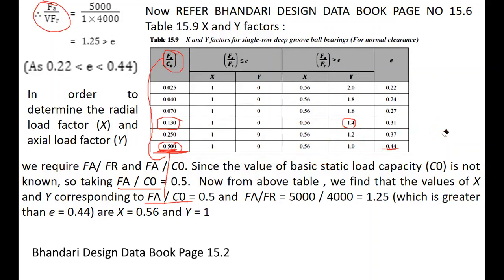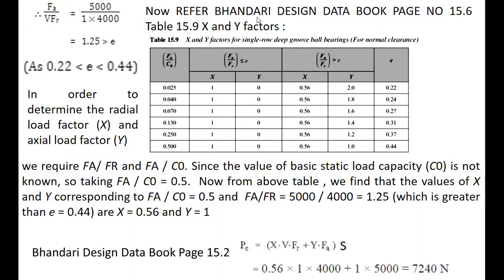So now we found out X as 0.56, Y as 1.0. Now we should proceed with our calculation. Simple PE, equivalent load formula, right? X we right now found out, which is 0.56. Race rotation factor, we assumed as inner race is rotating. So we took as 1.